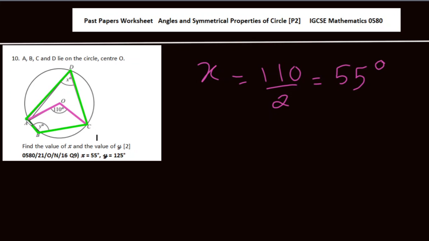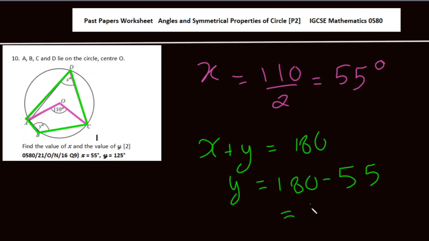So x and y are the opposite angles of a cyclic quadrilateral. This is a quadrilateral whose four sides are touching the circumference. So the property would be that the opposite angles would sum up to 180 degrees. If the reason is being asked, you can write opposite angles in a cyclic quadrilateral sum up to 180 degrees, or you write angles in the opposite segments are supplementary. So x plus y equals 180. So y would be 180 minus 55, which gives us 125.